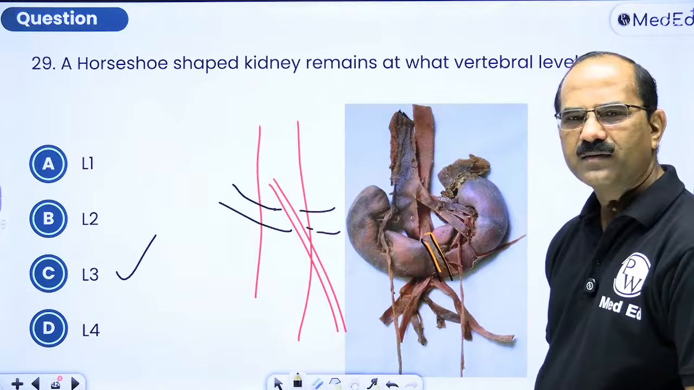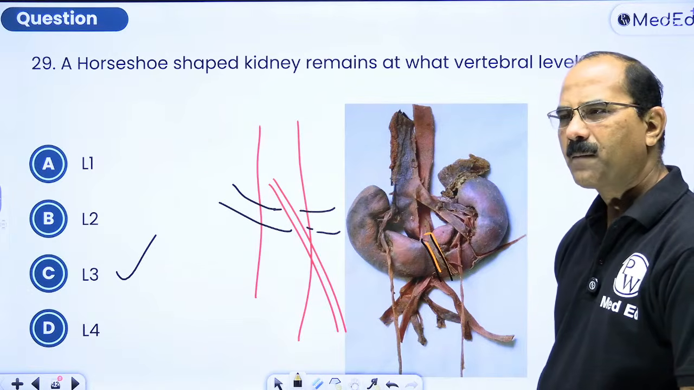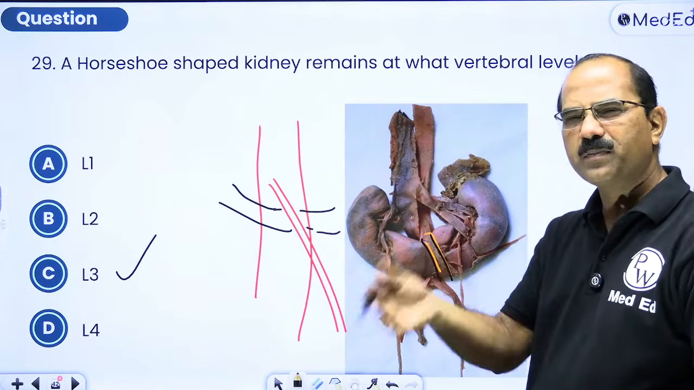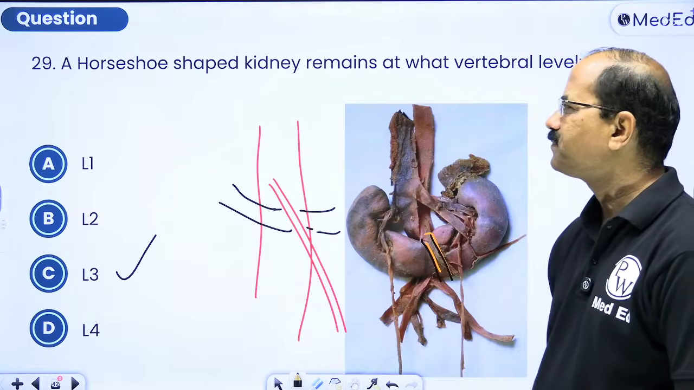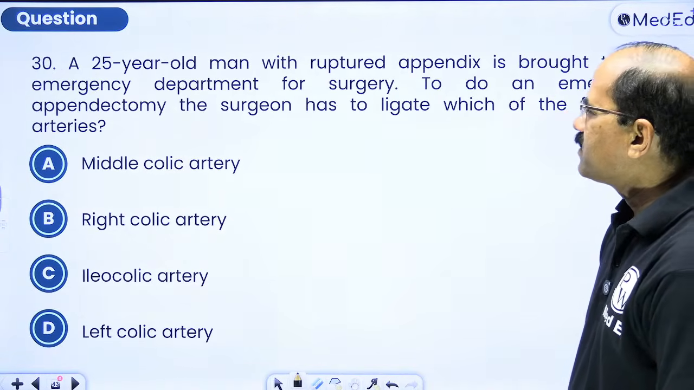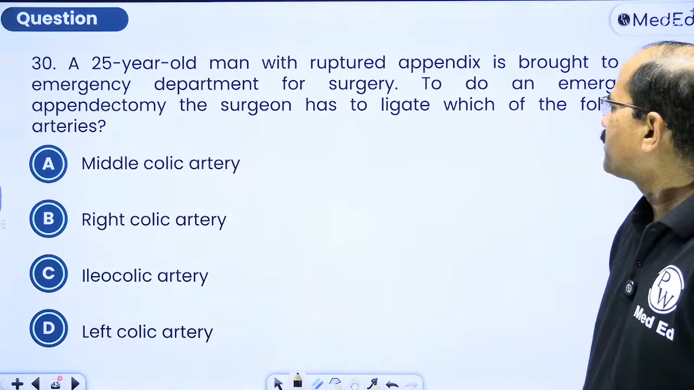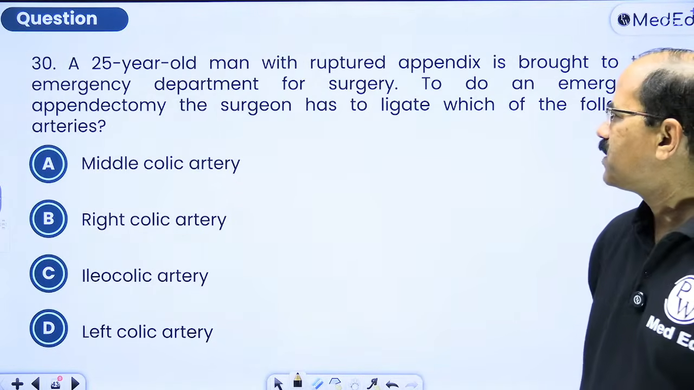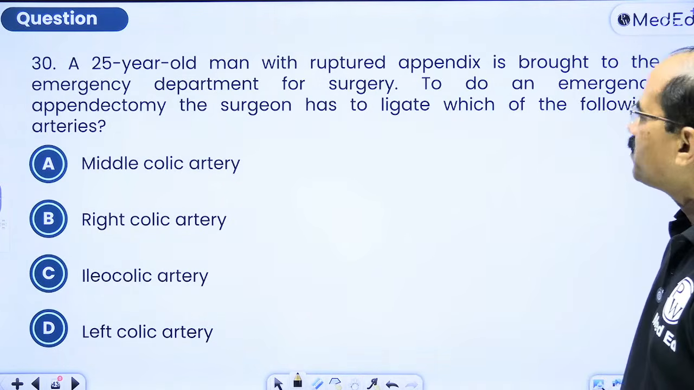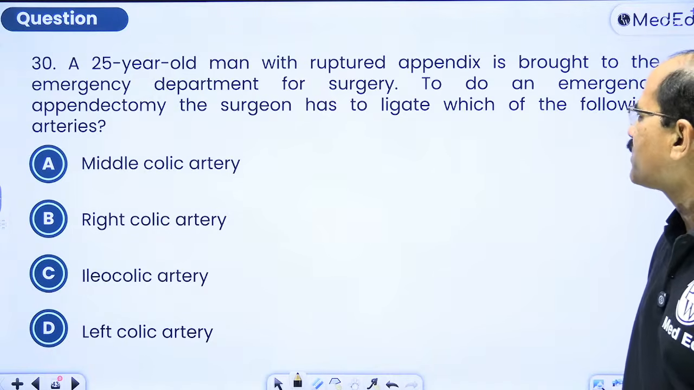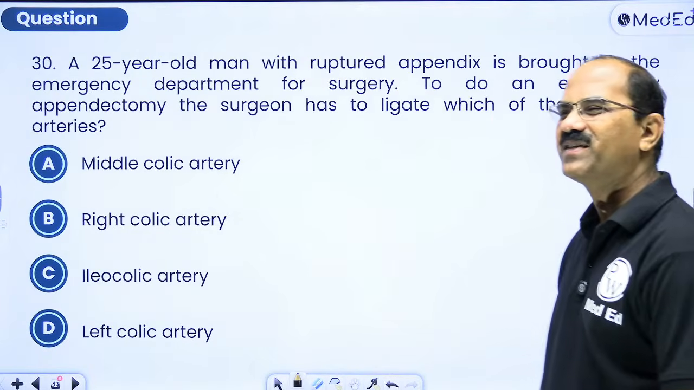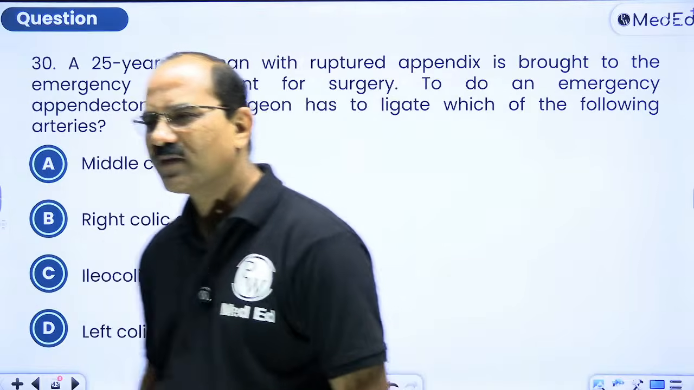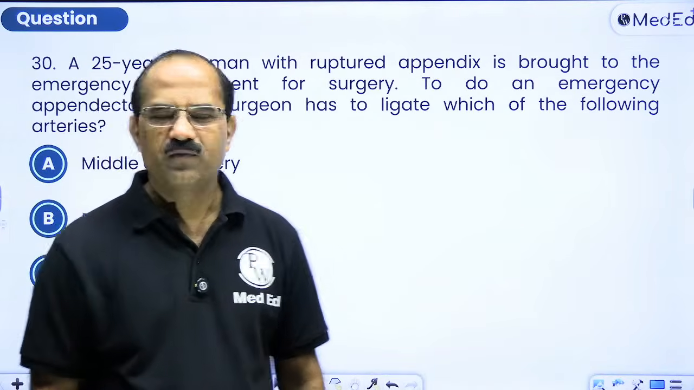ये याद रखना, ठीक है. Ventral branches: celiac trunk, superior mesenteric, inferior mesenteric. याद रखना. Okay, answer this. A 25-year-old man with ruptured appendix is brought to the emergency department for surgery. To do an emergency appendectomy, the surgeon has to ligate which of the following arteries? Answer this.